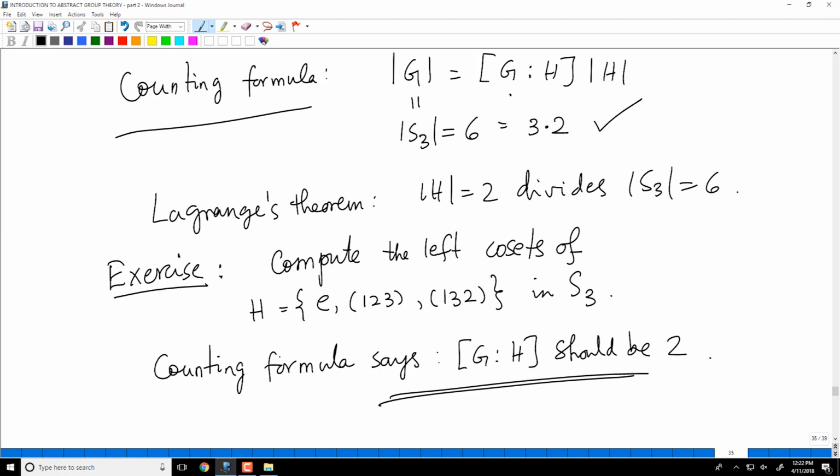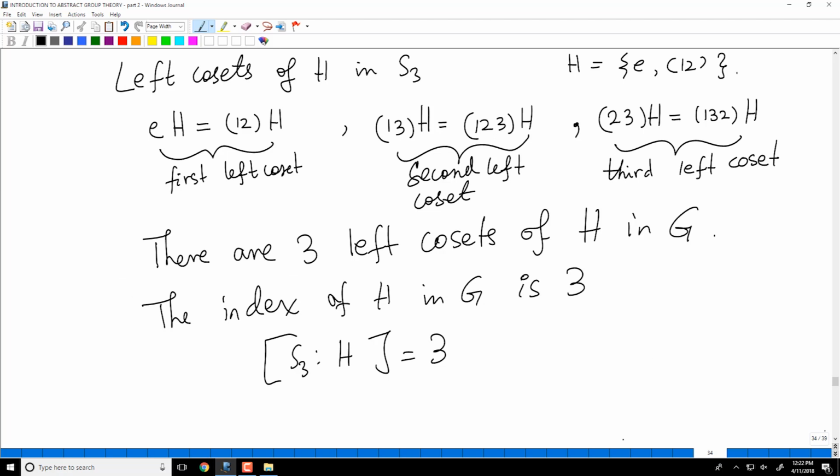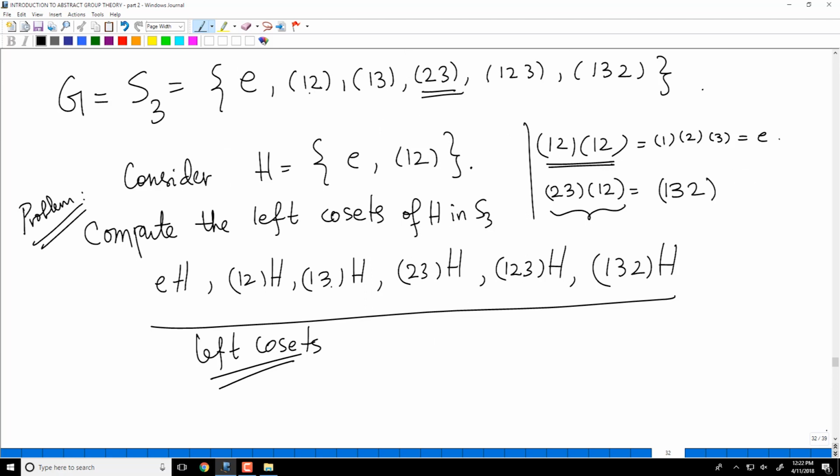So this is an exercise for you. I will let you do this. I am not going to discuss this. Exactly the same calculation. But in this example, I also want to illustrate the fact that left cosets partition your group. And that is clear, right? Because S3, remember, is E, (1 2), (1 3), (2 3), (1 2 3), (1 3 2). And left cosets cover all the 6 elements.